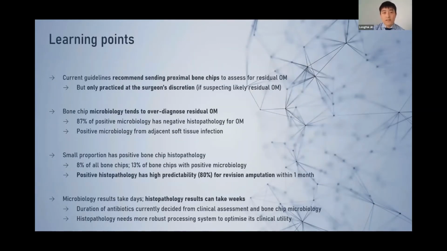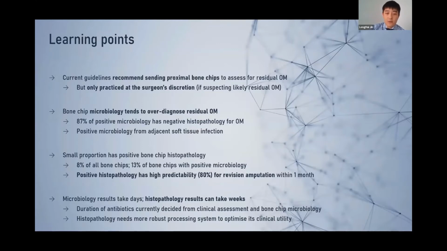So the learning points from our study are: current guidelines recommend sending proximal bone chips to assess for residual osteomyelitis, but in current times, this is only practiced at the surgeon's discretion. Bone chip microbiology tends to overdiagnose residual osteomyelitis, and this is probably from the contamination from the surrounding soft tissue infections. In the small proportion of patients who had positive histopathology, the predictive value of histopathology for revision amputations at an early stage was very high at 80%.